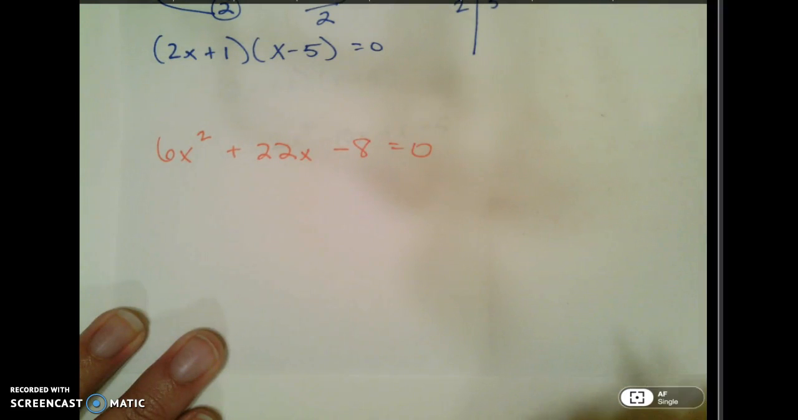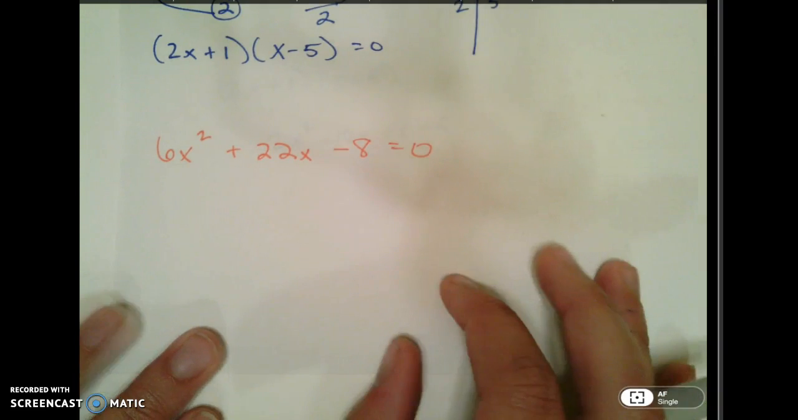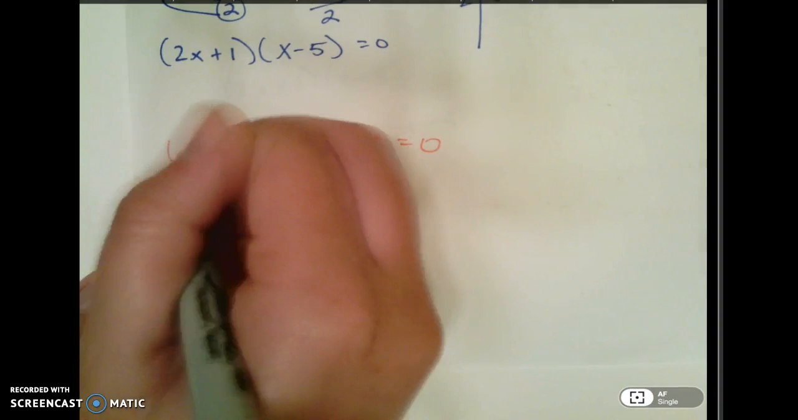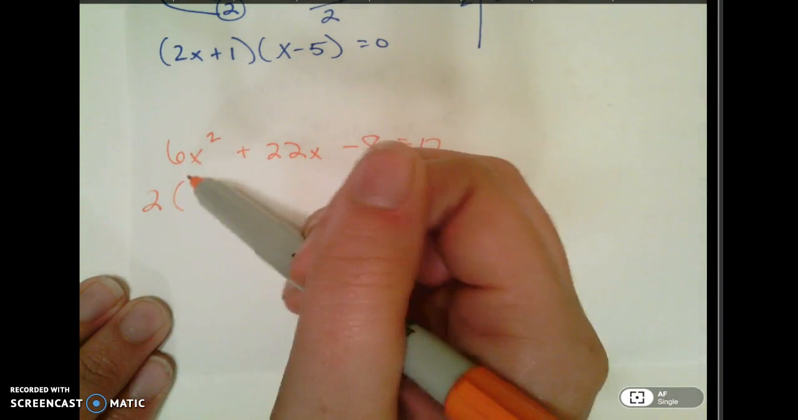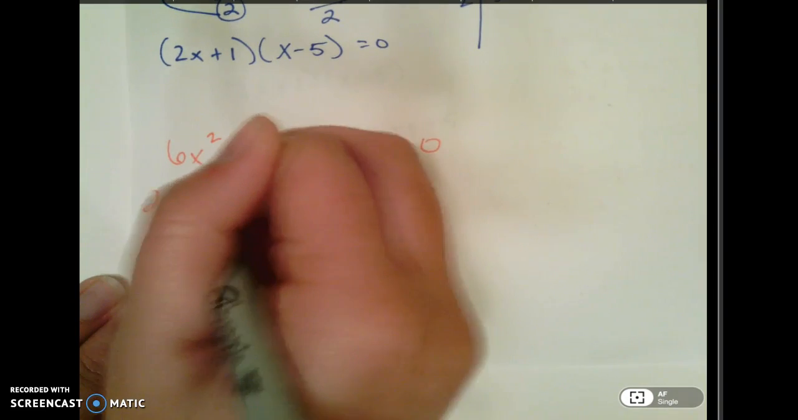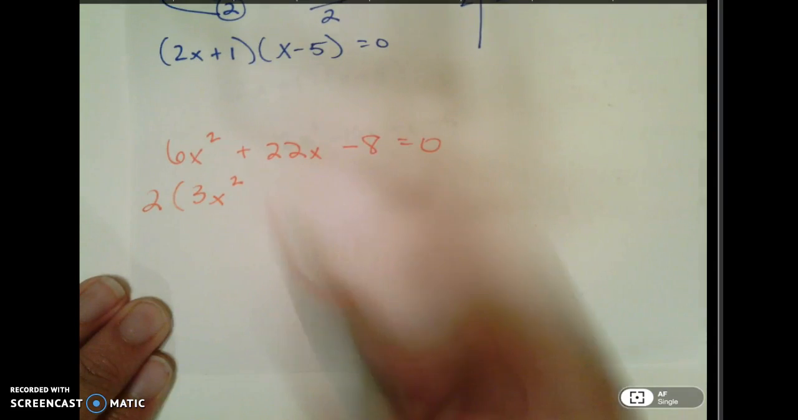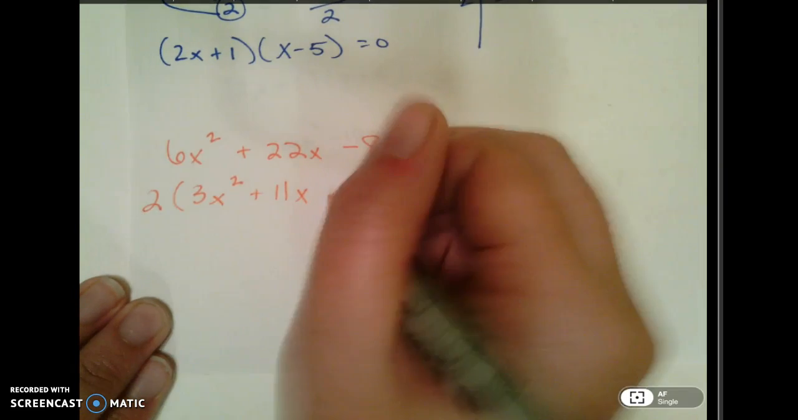I always suggest looking for a GCF first, a greatest common factor. So between 6, 22, and negative 8, the greatest common factor they have is 2. So I'm going to go ahead and pull 2 out just to make it a little easier. When I pull a 2 out of 6x squared, I get 3x squared. When I pull 2 out of 22x, I get 11x. And when I pull 2 out of negative 8, I get negative 4.